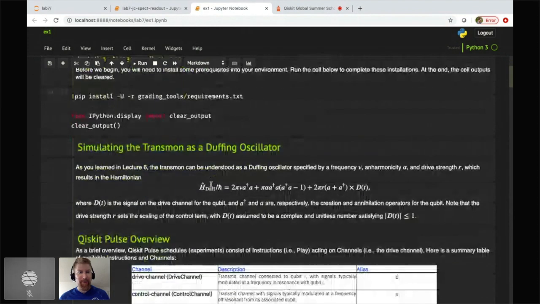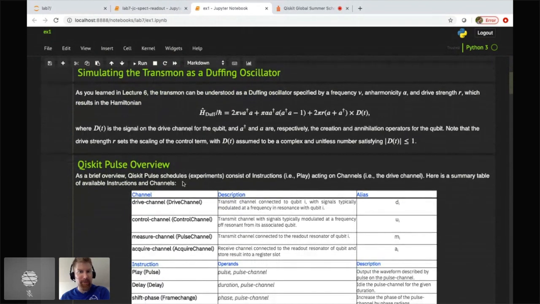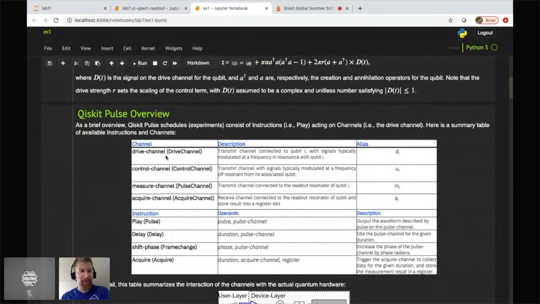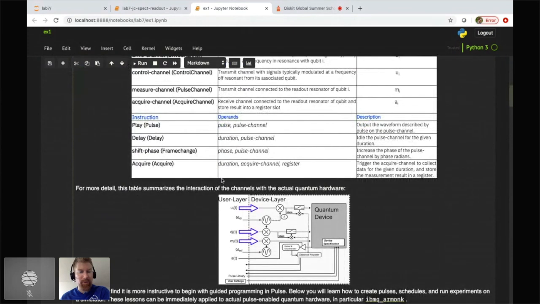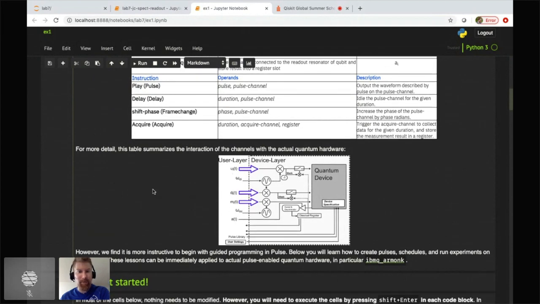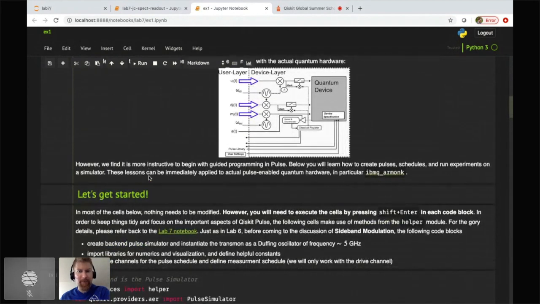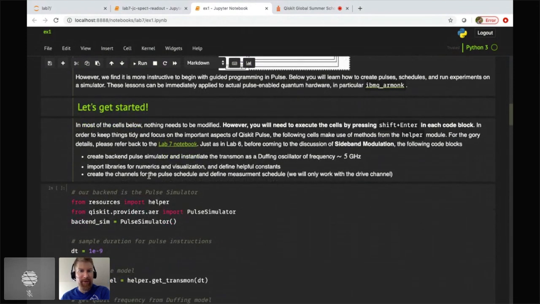We have the necessary packages. We're going to treat the transmon as a Duffing oscillator, as you will have seen from Zlatko today. And then I just have an overview of the Qiskit Pulse and a brief description of what the channels correspond to and some of the instructions. We'll go through each of those as well. And if you're curious, where do these waveforms actually go for a real quantum device? You can do that on IBMQ or Armonk, but we'll be using the simulator again today too.